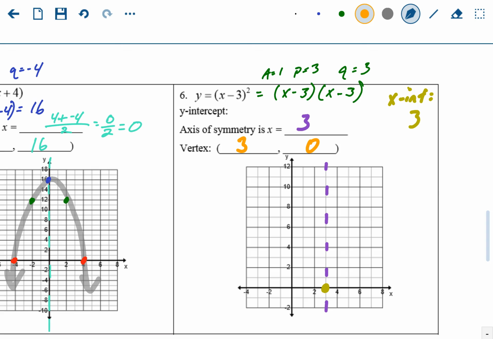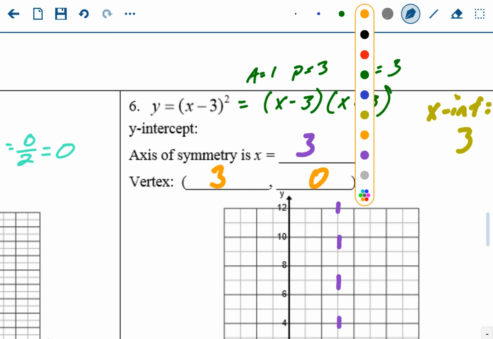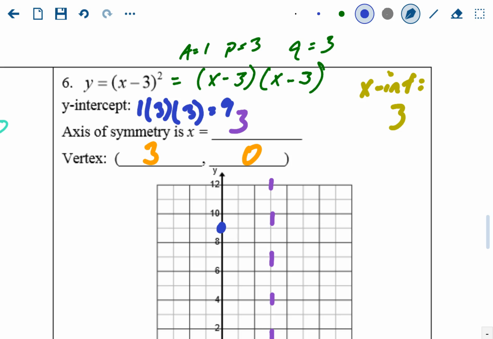So this one doesn't have almost any information. You'd have to plug in more values to get 5. We only have 1. We can find the y-intercept. I guess I skipped that up here. The y-intercept, a times p times q, 1 times 3 times 3, which is 9. And then you can flip that over. 1, 2, 3 to the left, 1, 2, 3 to the right.